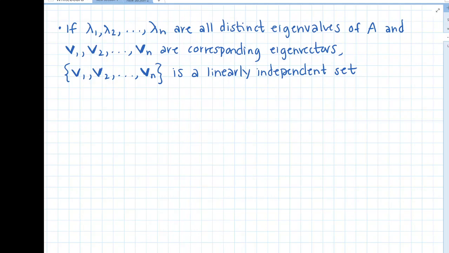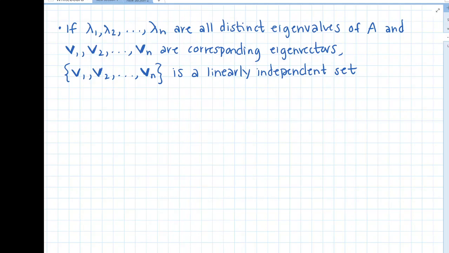So that's not a full justification, but at least maybe that gives you some idea of why when you have different scaling amounts, those are scaling vectors that point in different directions. And so therefore, if you take all of those eigenvectors that come from different eigenvalues, that's going to form a linearly independent set.